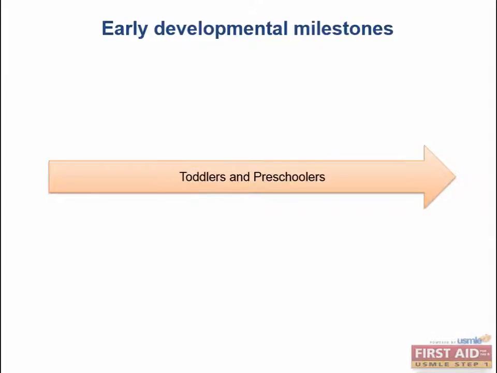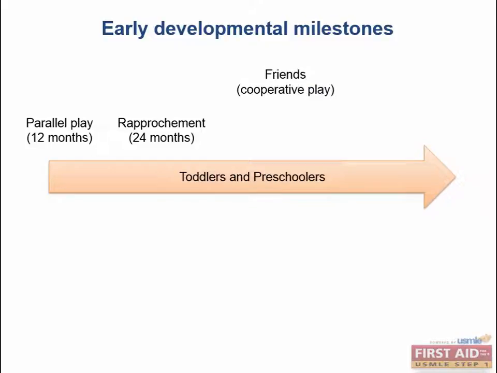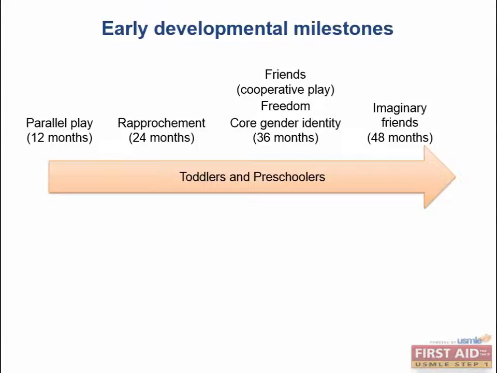A child entering the toddler age group behaves very differently. At 1 year, a toddler engages in parallel play. At about 2 years, a toddler also displays rapprochement, during which a toddler will move away from the caregiver only to return for reassurance. At 3 years, toddlers start having friends and engaging in cooperative play, as well as freedom, in that they can spend part of the day away from the caregiver and develop a core gender identity. At 4 years, toddlers are able to have imaginary friends.